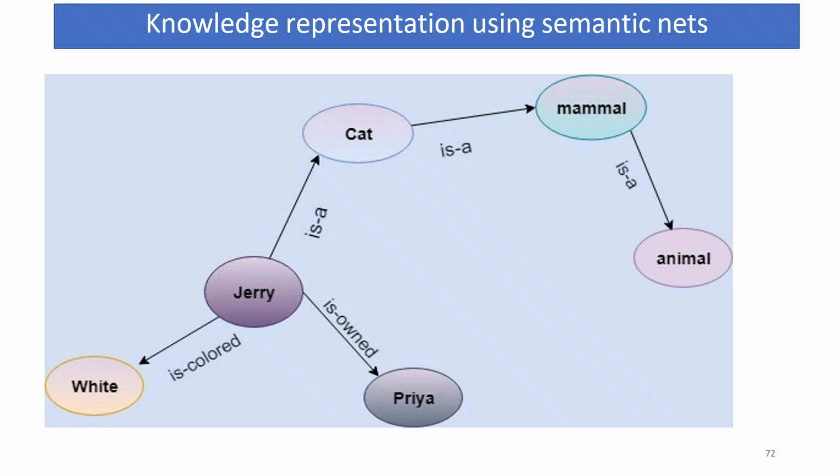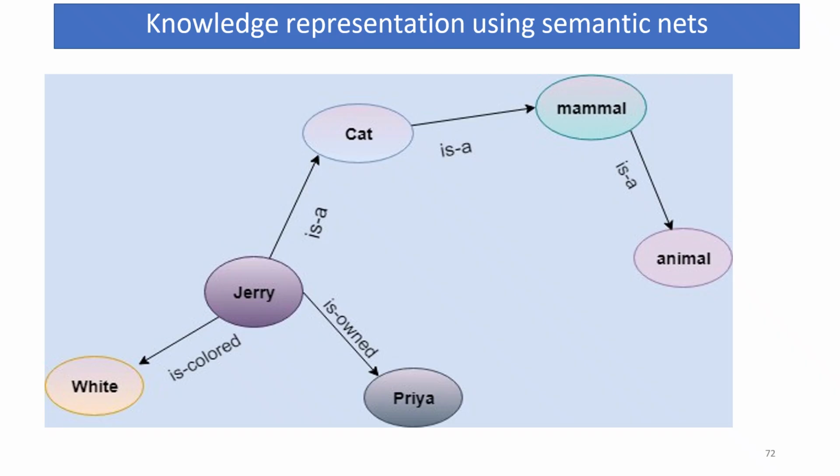So that exact diagrammatic representation can be represented with semantic nets. The nodes will be Jerry, cat, mammal. The relationships will be "is a", "is owned" and "is colored". And the nodes, we are going to conclude with the relationship. The node will be Jerry, relationship is a, node will be cat. The node will be cat, "is a" is a relationship, mammal is a node. Mammal is a node, "is a" is a relationship, animal will be a node. Jerry is a node, "is owned by" is a relationship, Priya is a node. Jerry is a node, "is colored" is a relationship, white is a node.